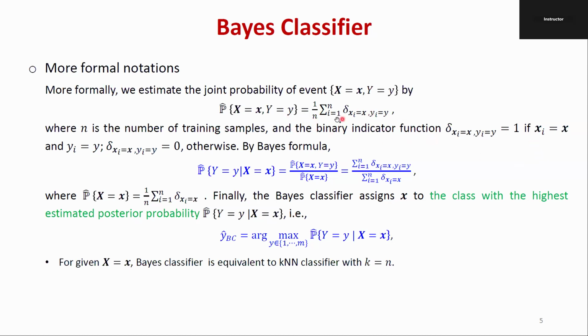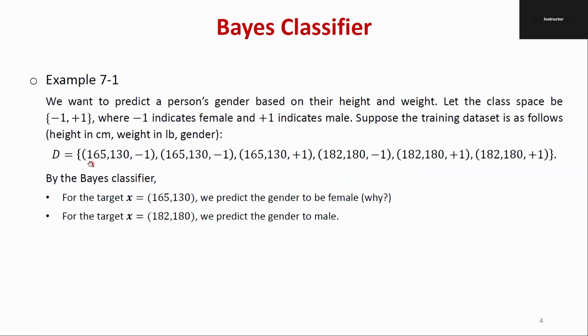And here I do have a delta indicator function. So the delta with some conditions equal to 1 means all the conditions are satisfied. For example, this means xj equal to x, xi equal to x, and y equal to y. So for example, again the same thing.